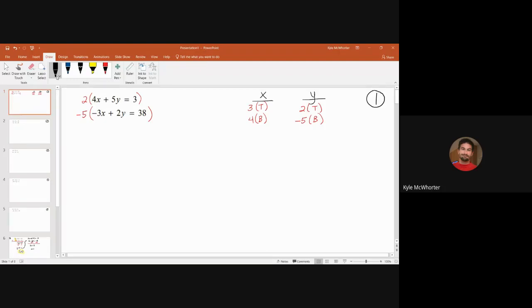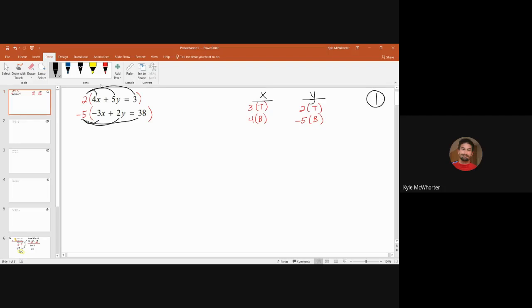I think I'll do getting rid of, you know what, it's already written here. I'll do getting rid of y. So I'm going to multiply everything in the top equation by 2 and everything in the bottom equation by negative 5.